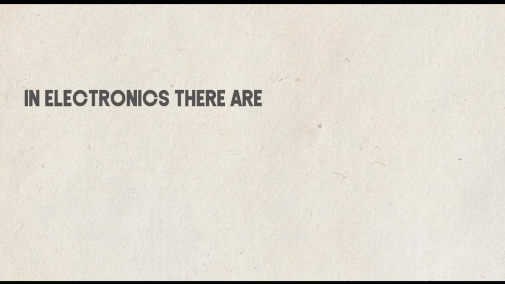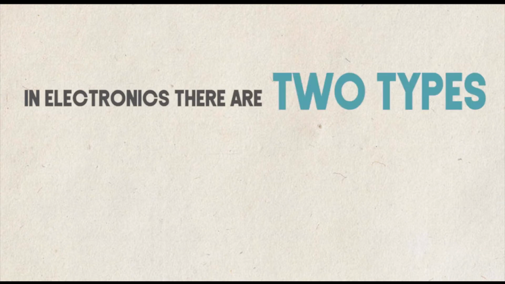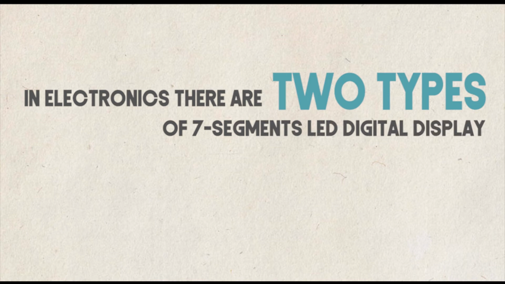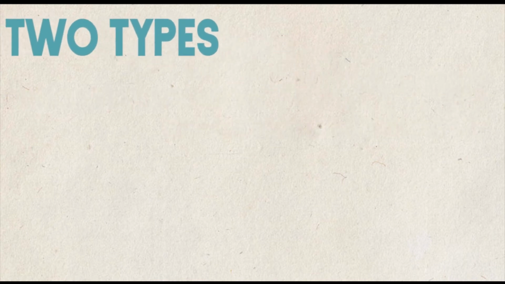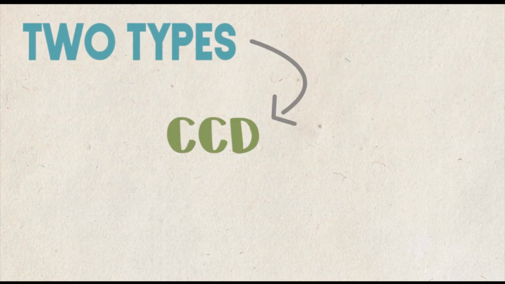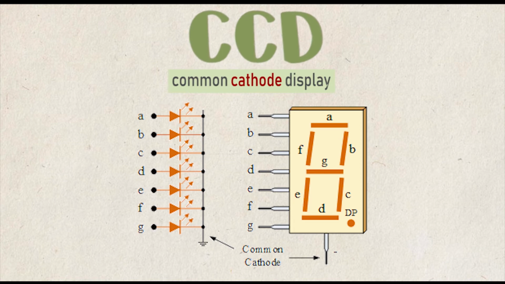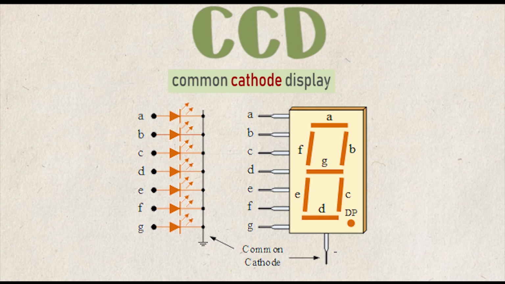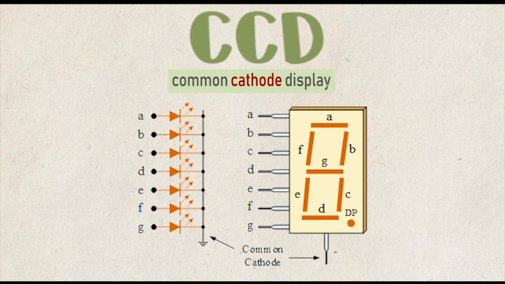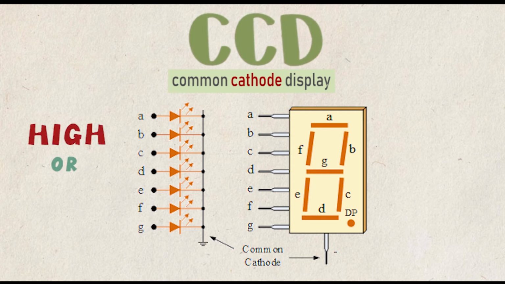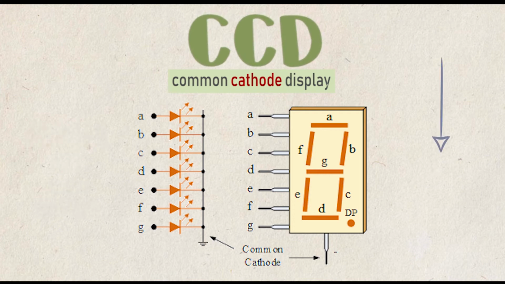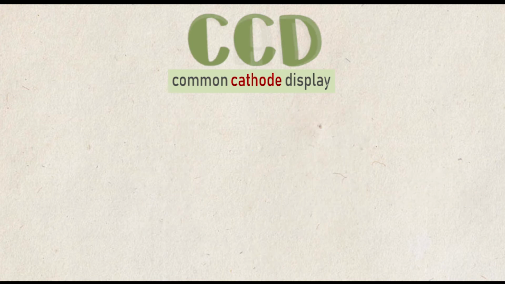In electronics, there are 2 types of 7-segment LED digital display. There are CCD and CAD. CCD is common cathode display. In the common cathode display, all the cathode connections of the LEDs are joined together to logic 0 or ground. The individual segments are illuminated by application of a high logic 1 signal to the individual anode terminals.